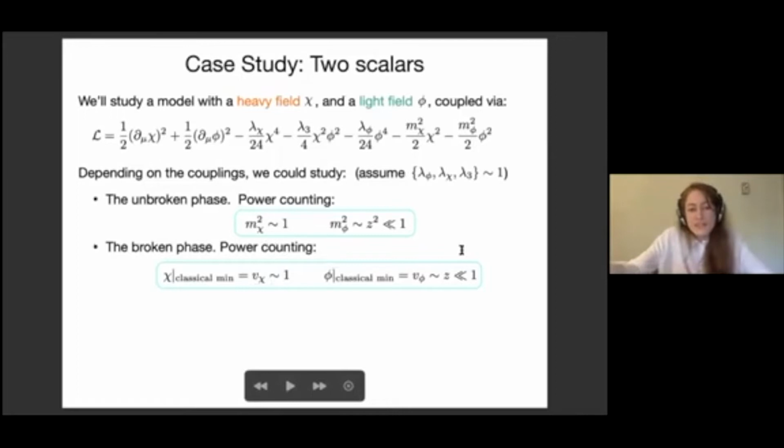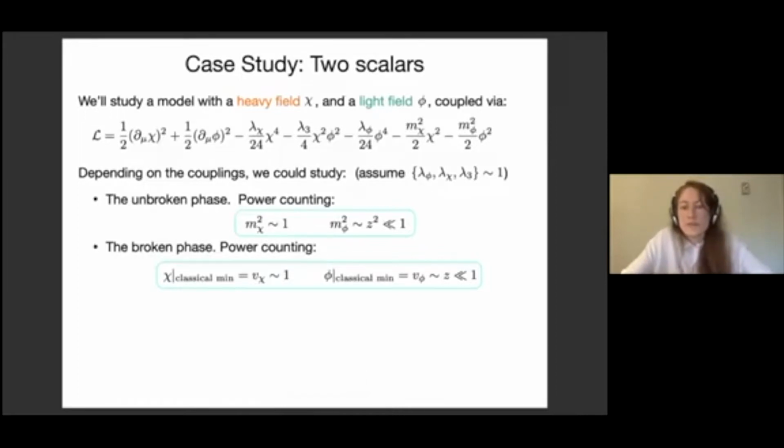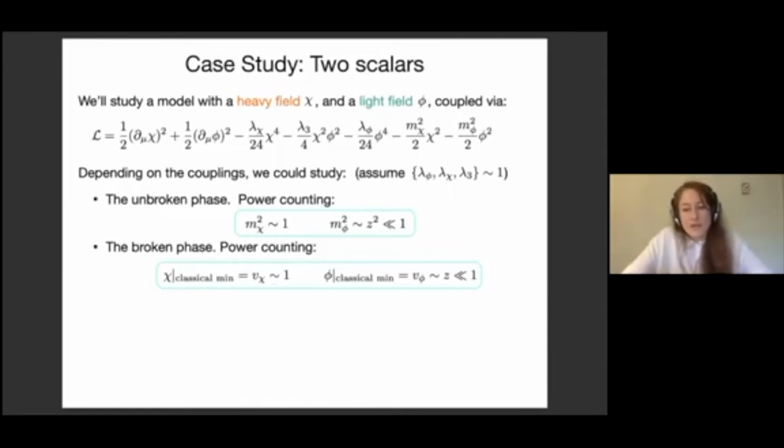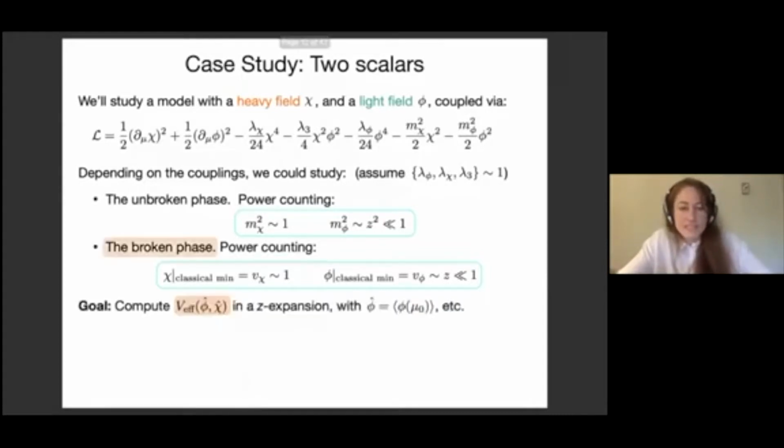And in such a case, I'm interested in RG improving, where I have a hierarchy of scales with v chi order 1 and v phi order z much less than 1. So here I have a hierarchy of these classical vevs. And so this is the case that I'm going to take you through right now.